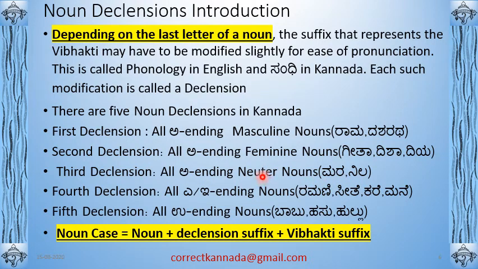Neuter nouns are basically inanimate objects, all neuter in Kannada, right? Humans are either masculine or feminine. Mara, Nila. Mara means tree. Nila means land or ground, right?